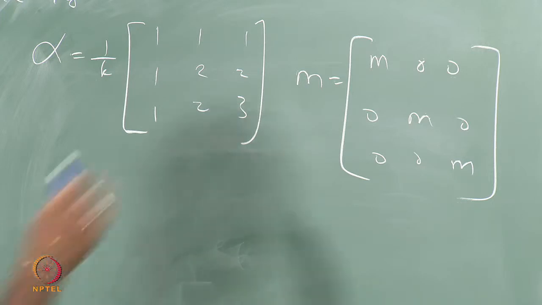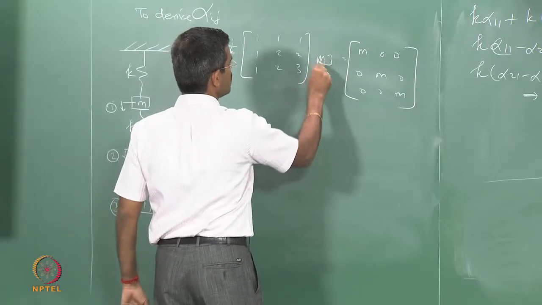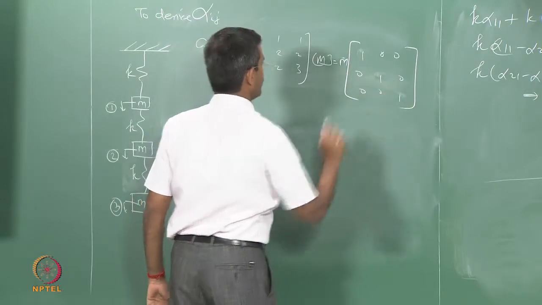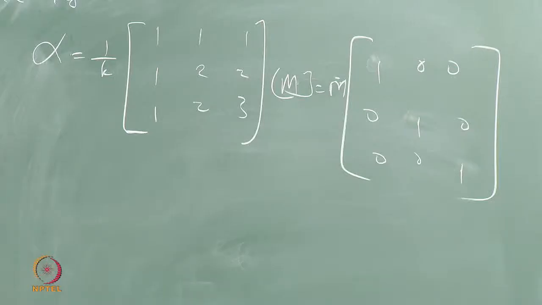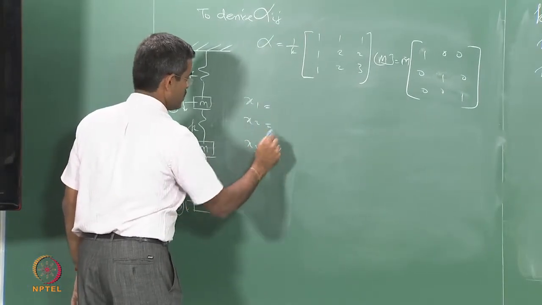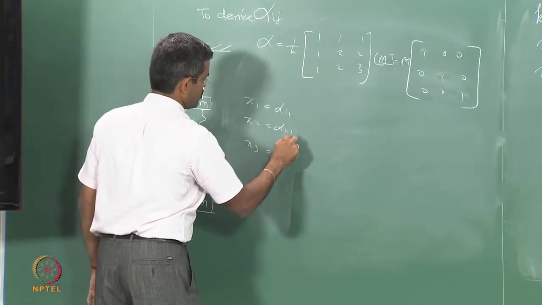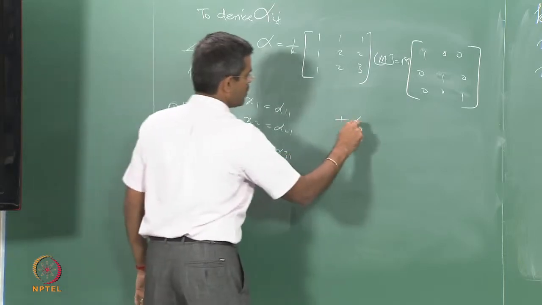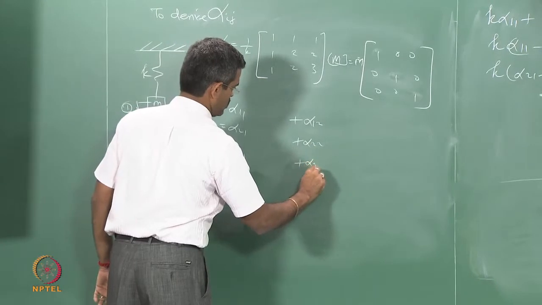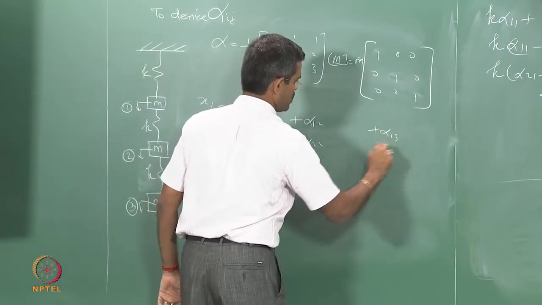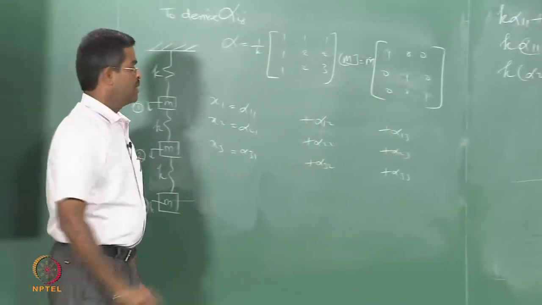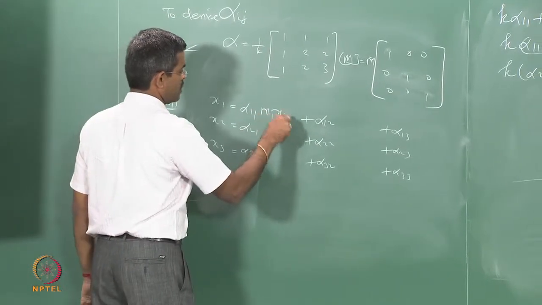Can we also m of, let us say, 1 1 1. So, x 1, x 2, x 3, alpha 1 1, 2 1, 3 1, alpha 1 2, 2 2, 3 2, alpha 1 3, 2 3, 3 3, m, x 1 double dot.